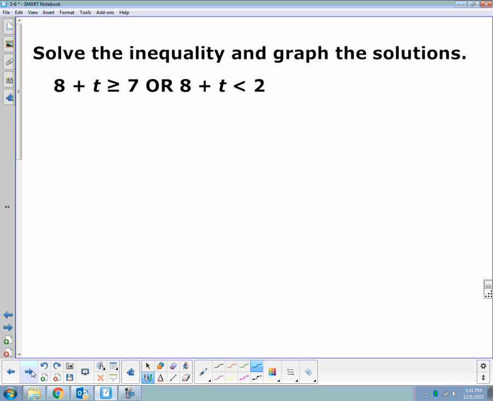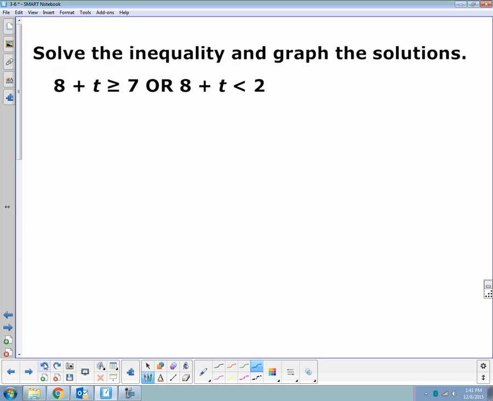Or you do not have this in your notes. I realize that. Please do write this down. You don't have to write the words, solve the inequality and graph the solutions. Just write what's in the blue oval here, the blue blob. Write that down. You got some space. We're going to solve an OR problem.